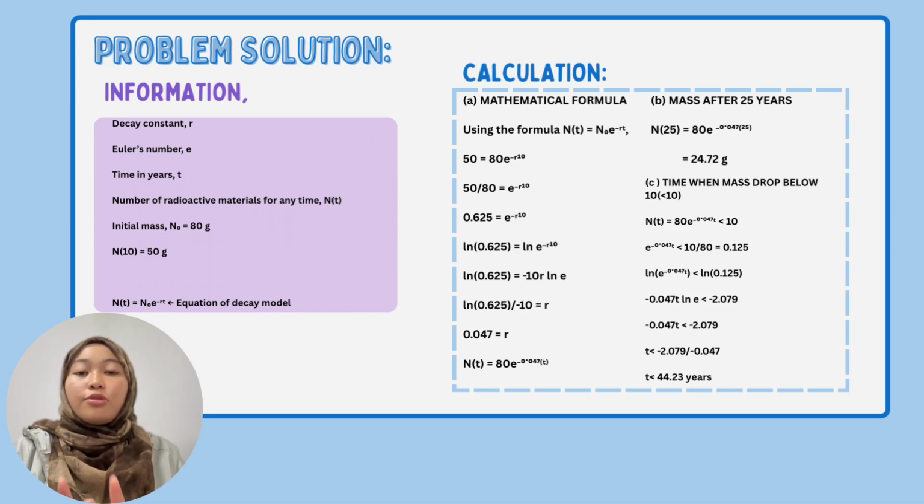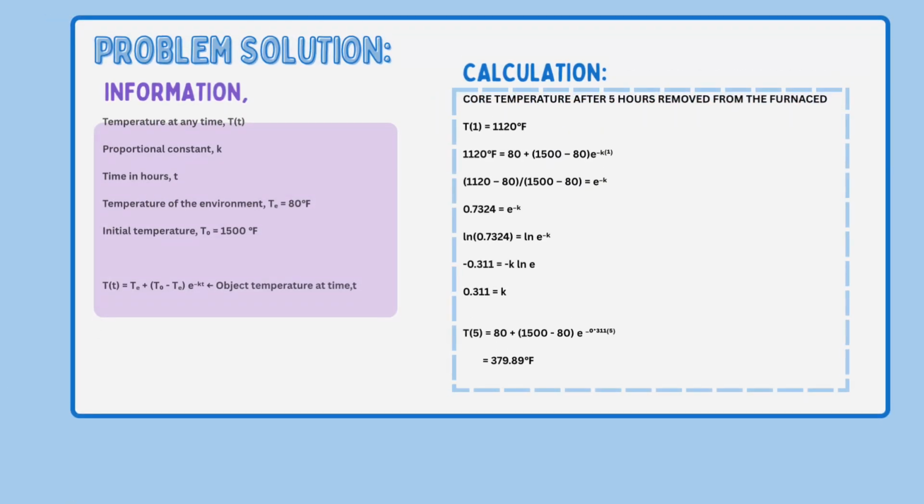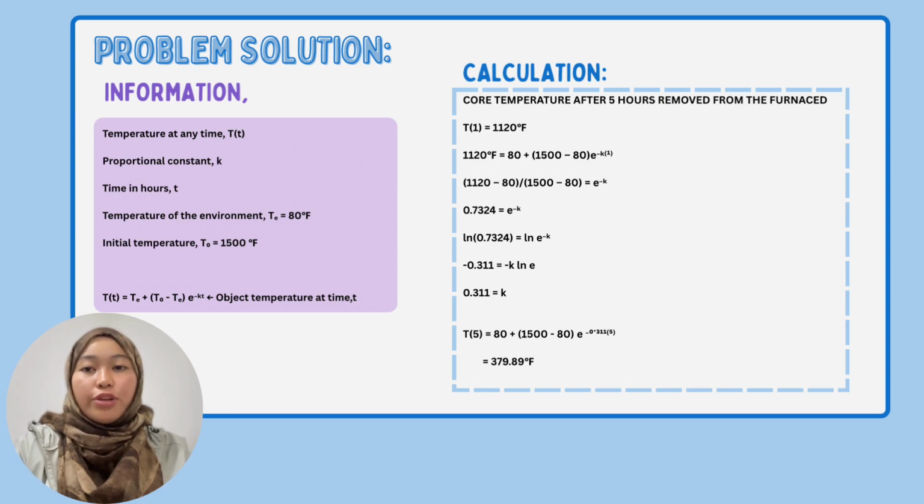Jadi kita akan dapat E kuasa negatif 0.047T lebih kecil daripada 10 bahagi 80 yang mana 10 bahagi 80 menghasilkan 0.125. Jadi kedua-dua belah ni kita akan darabkan dengan ln. Selepas didarabkan dengan ln pada kedua-dua belah, kita akan dapat negatif 0.047T lebih kecil daripada negatif 2.079, yang mana negatif 0.047 kita akan pindahkan ke sebelah kanan akan dibahagi dengan negatif 2.079. Maka T kita adalah lebih kecil daripada 44.23 tahun.